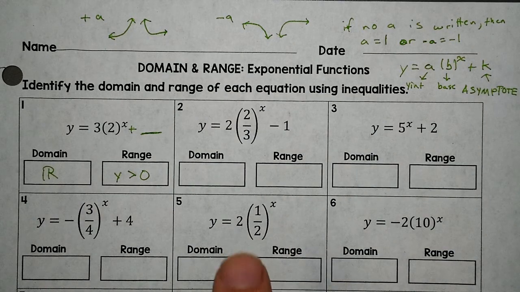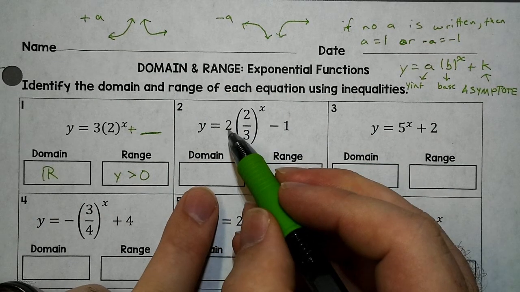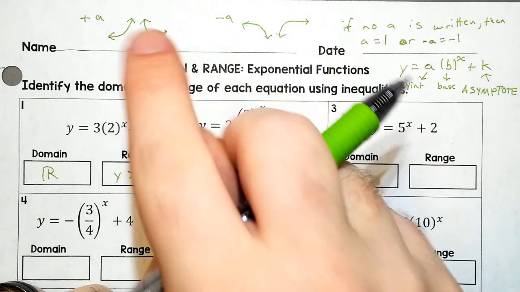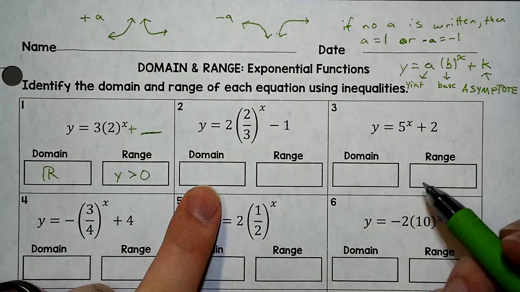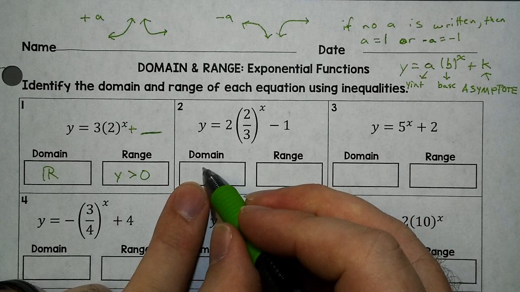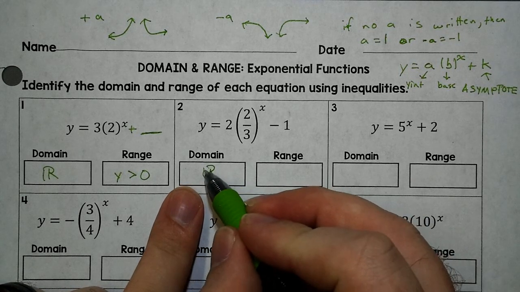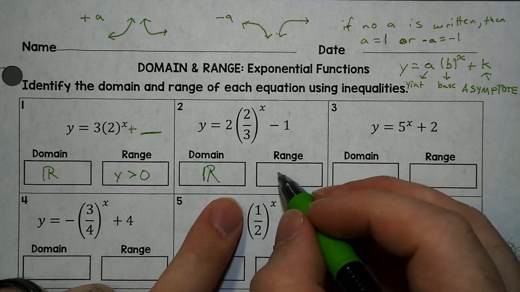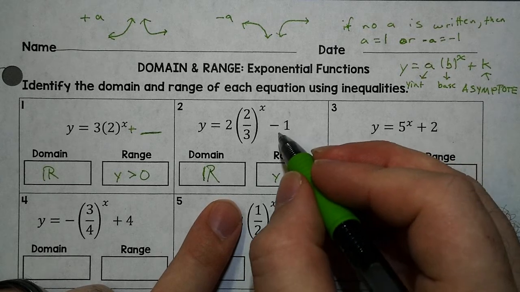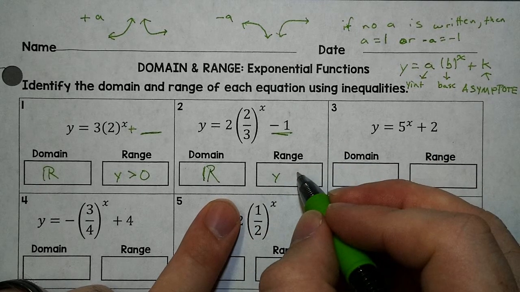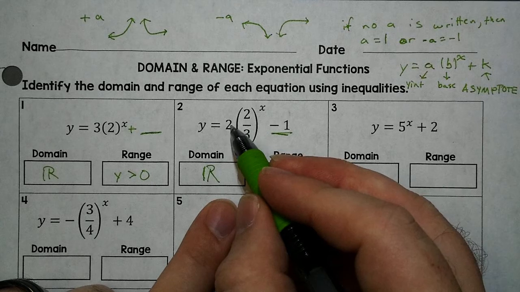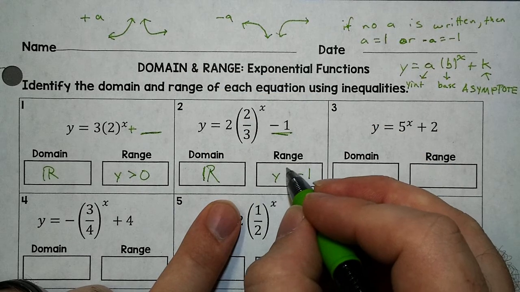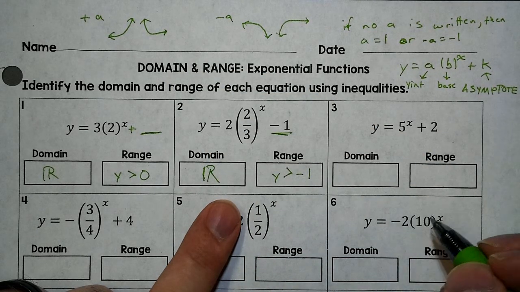Now, let's look at the second one. It's positive, so we know it's going to open up either like this or like this. Domain is all real numbers. And range, comparing our y values to the asymptote. This time we have one written, negative 1. Since it's positive, it's opening up. Y's are greater than negative 1.